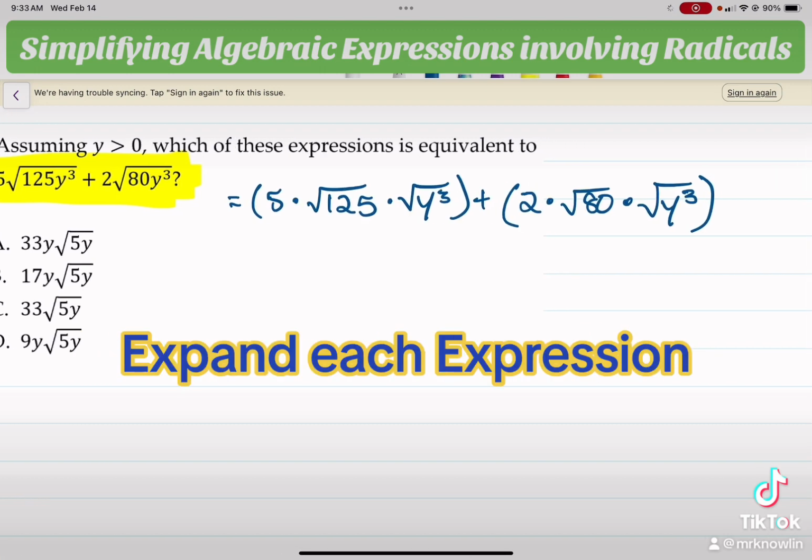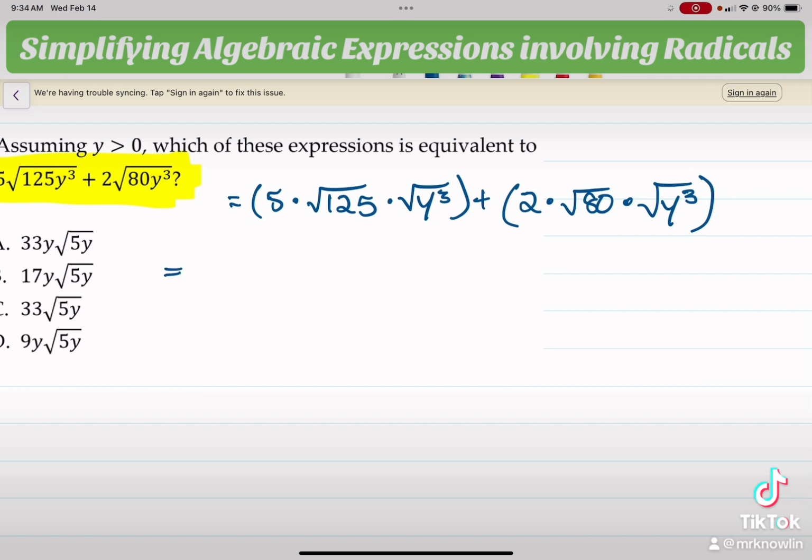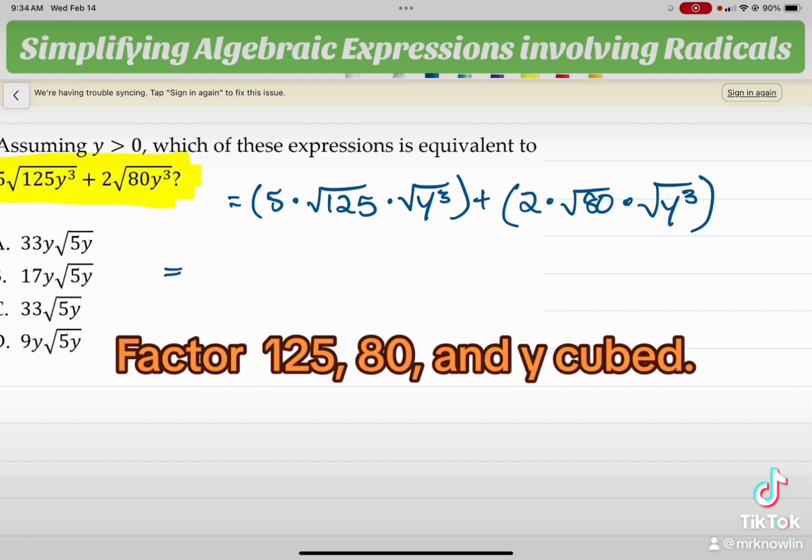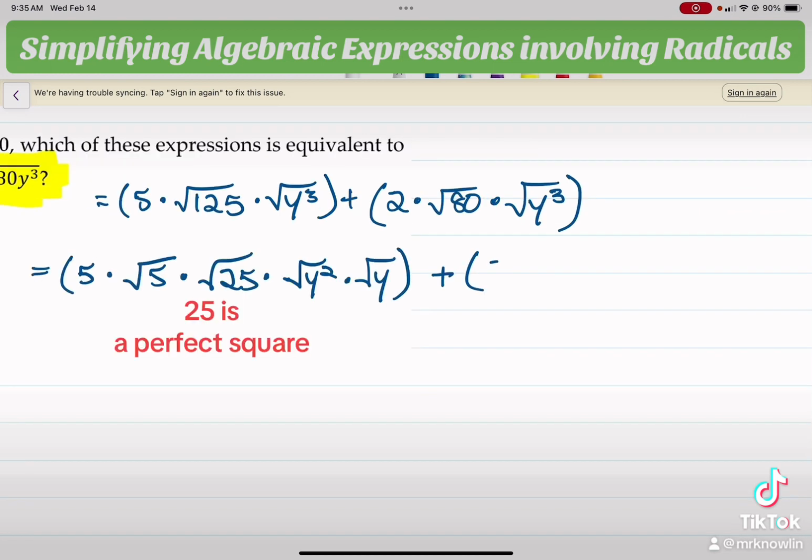The next thing I want to do is factor 125 and I want to factor 80. Now, because we're taking the square roots, I want to use a factor pair that has a perfect square, okay? Now, with 80, any number that ends in 0, you want to go ahead and divide it by 10. 80 divided by 10 is 8. However, 8 is not a perfect square and neither is 10.